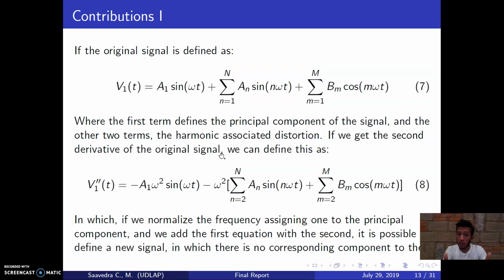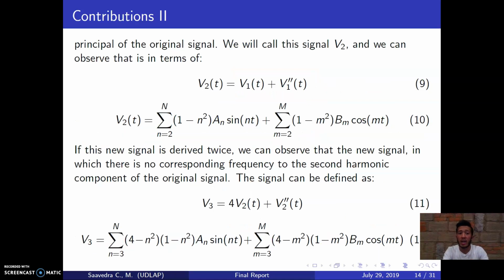And well, what we can do is to take the second derivative, and we observe that here we have a term that doesn't help anymore. It is the frequency, so we have to normalize the frequency, assigning 1 to this principal component. And well, after that we have to add the main function with its second derivative, and we obtain an equation with no frequency corresponding to the principal component. So we can obtain this.